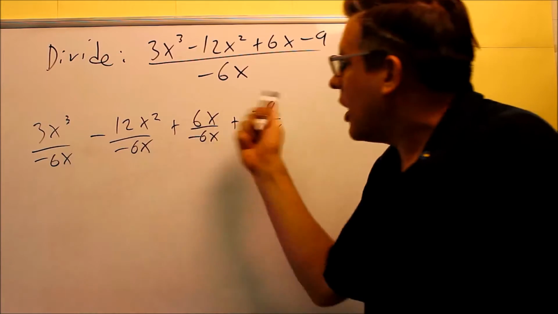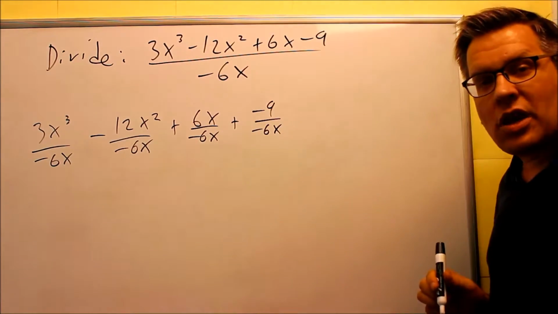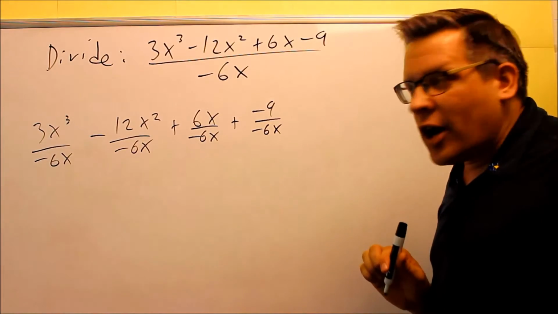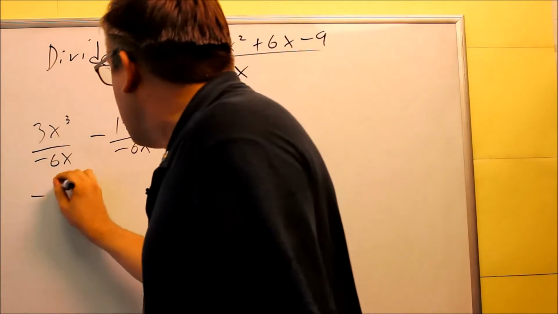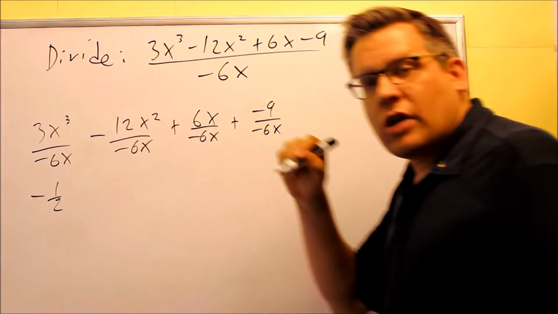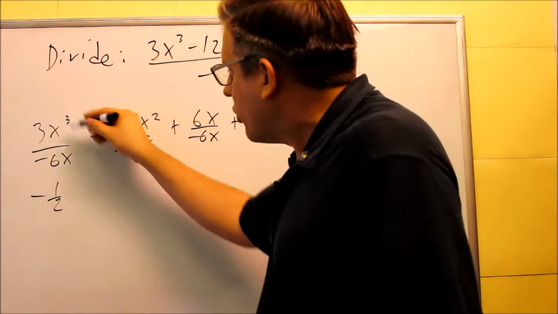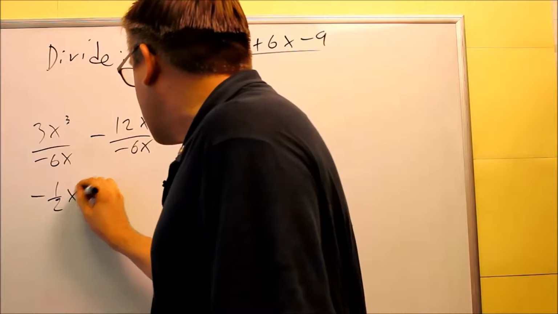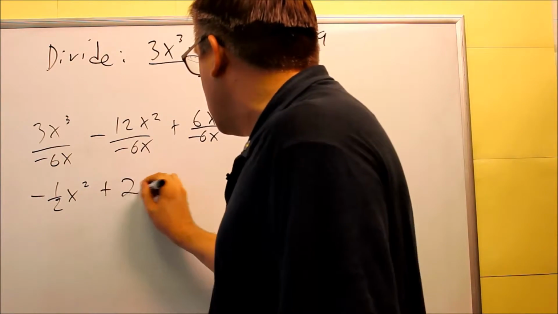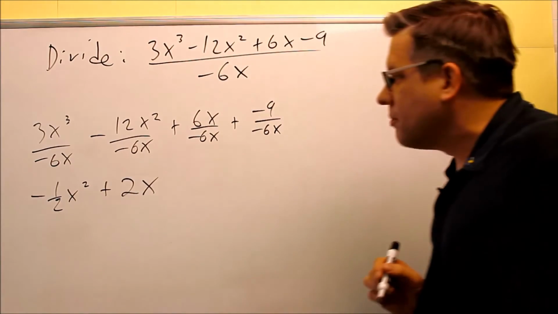So everything on top got divided by negative 6x, and now we'll just simplify each individual fraction. The first one, you get negative 1/2. And then for the 3, you're using the exponent rule, you're subtracting exponents. 3 minus 1 will give you x squared there. 2 negatives gives you a plus 2x to the first power.